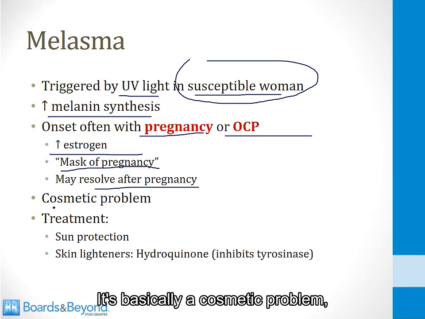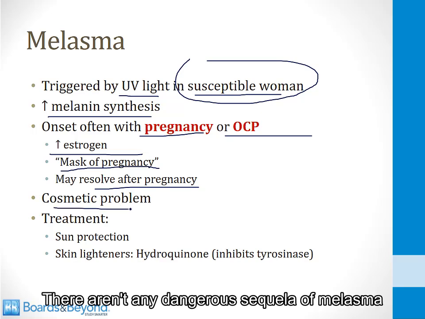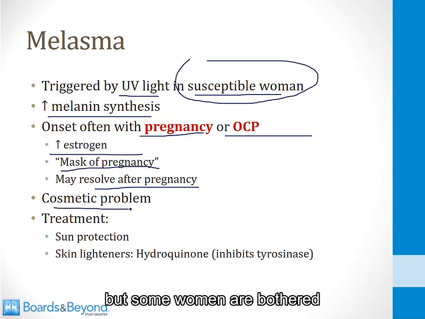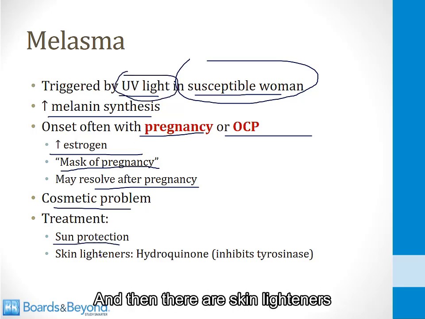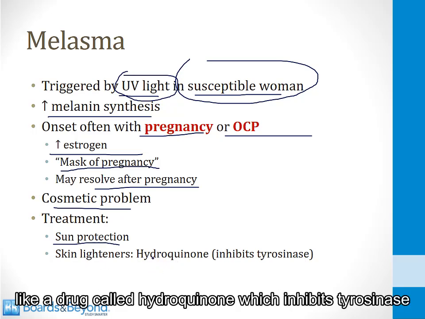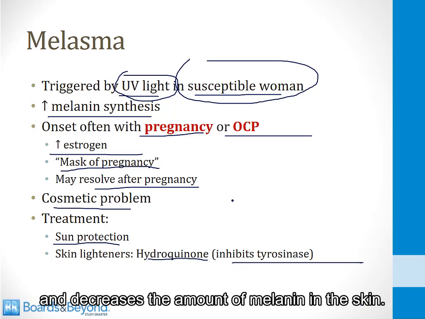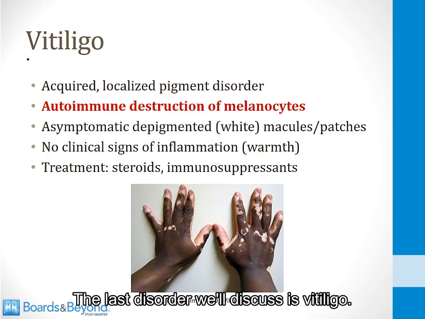It's basically a cosmetic problem. There aren't any dangerous sequelae of melasma, but some women are bothered by the discoloration on their face, and there are some treatments for it. First of all, sun protection helps because, like I told you, it's triggered by UV light. And then there are skin lighteners like a drug called hydroquinone, which inhibits tyrosinase and decreases the amount of melanin in the skin. The last disorder we'll discuss is vitiligo.